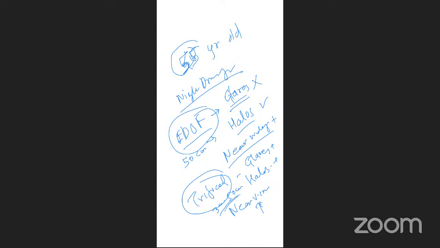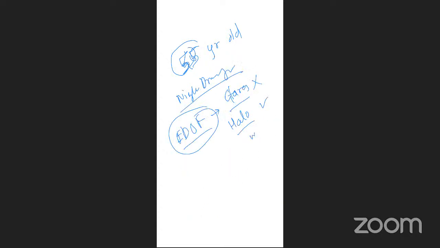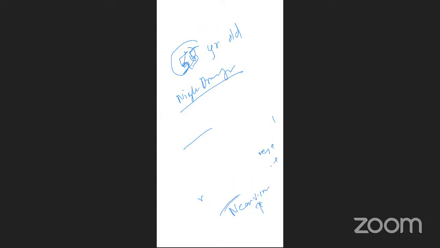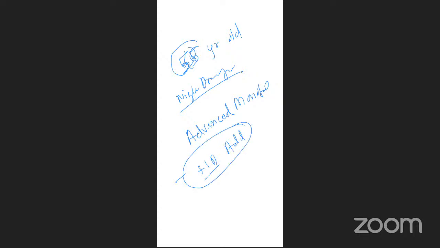In some patients, those who absolutely do not want any halos but don't mind wearing specs sometimes, we can go for advanced monofocals. Now advanced monofocals basically are monofocals only, but use spherical aberrations. What they have done is they have added around +1 diopter of add. So this patient may have better intermediate vision as compared to standard monofocal.